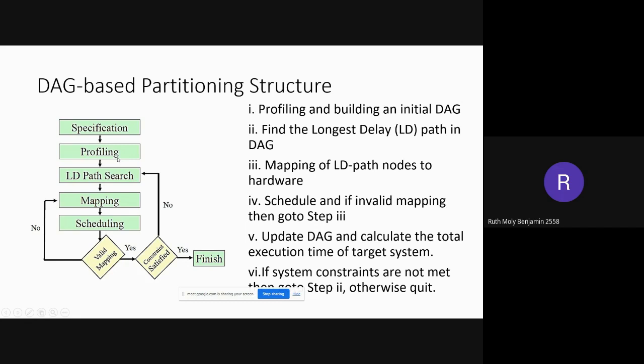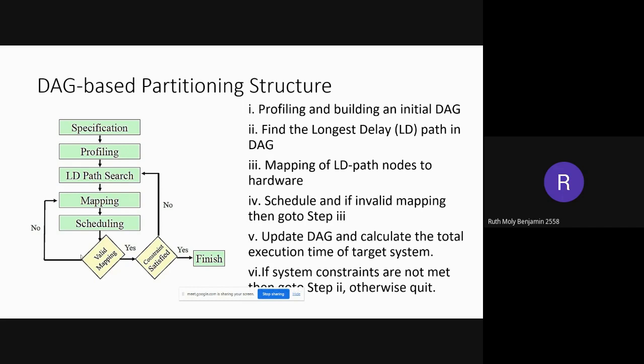So what do you mean by each of them? First is profiling and building an initial DAG. Before you design the structure, you need to design the graph, that is this DAG graph. While you design this DAG graph, you need to first find the longest delay path in the DAG. In any application, you have various tasks, and you have to check which task causes the longest delay. So first we need to find the longest delay time.